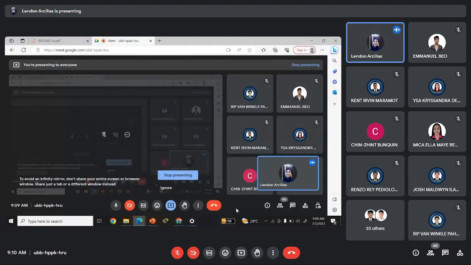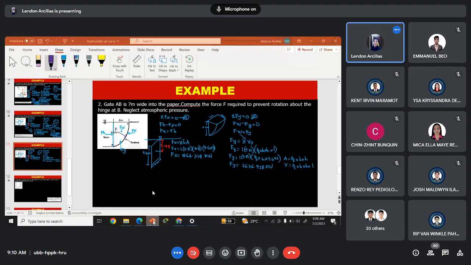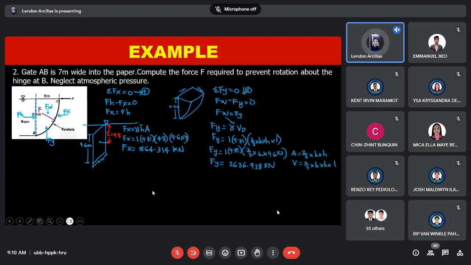Hello, good morning. Napapakinggan ako. Okay, so tatapusin lang natin tong hydrostatic force ngayon. So, let's solve the curvature gate na mayroon na siyang mga hinges. So, let's apply it. Kanina sinolve lang natin yung hydrostatic force dun sa curvature gate. Ngayon, dadagdagan natin ng hinge.